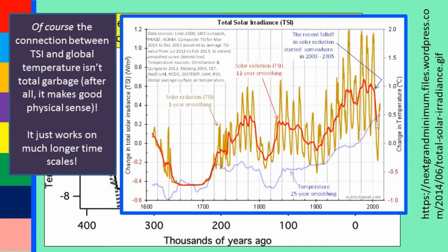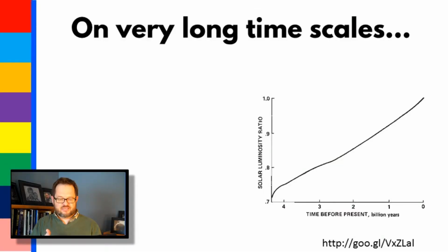Now, don't get me wrong, there is a connection both on the scales of thousands of years and even longer. On very long time scales, the sun has changed its output greatly. The x-axis on this diagram is in billions of years before present, and the y-axis is just the ratio of how bright the sun was at that time versus how bright it is now. So at the present time we have 1. And you can see if you go back 4 billion years, the sun was giving off 25–30% less radiation than it does now.